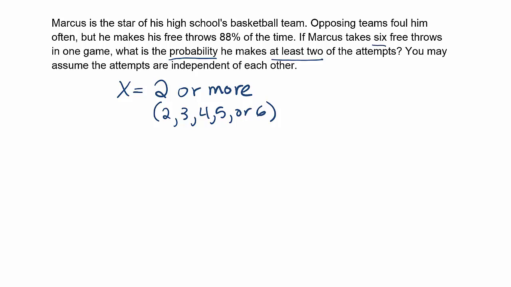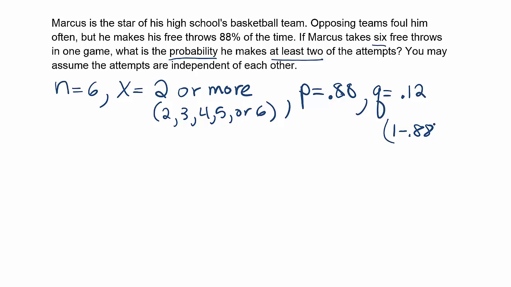Okay, do we have a fixed number of trials? Absolutely, he's taking 6 shots, so clearly 6 attempts. Do we have a probability of success, and does it remain constant from trial to trial? I think it does. They say there's an 88% chance of success, so 0.88 for the probability of success. That means the complement is just 0.12 or 12%. How do we get that? We just do 1 minus 0.88, and that gives us 0.12. So the probability of failure, or q in this case, is 1 minus the probability of success.